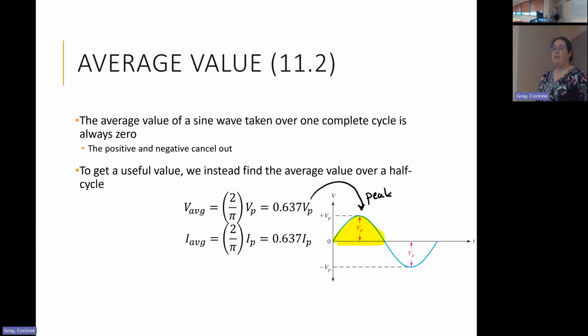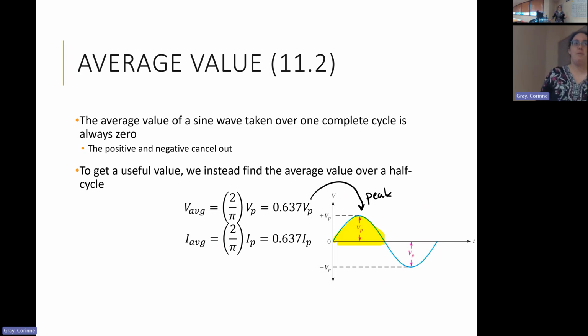So again, that peak value is going to affect not just your RMS value, but your average value as well. This average is not the same as the root mean square value. They're different things, because that one is 0.707 and this one is 0.637. They correspond to different things.